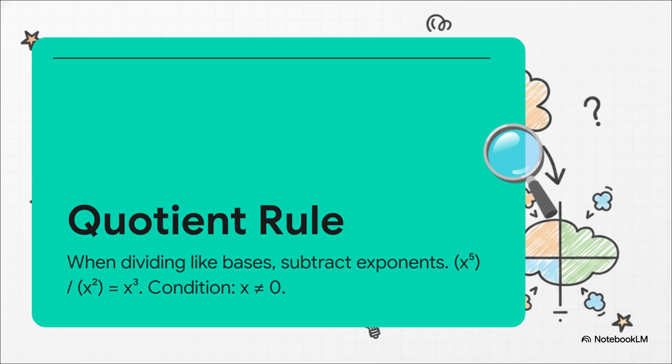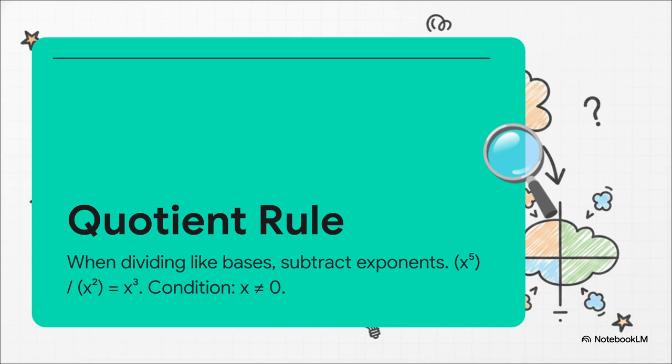Okay, so what about division? Well, we can illustrate the quotient rule just through simple cancellation. If we have x to the 5th divided by x squared, expanding that gives us 5 x's on top and 2 on the bottom. Just cancel out the matching pairs, and boom, we are left with 3 x's on the top, which is x to the 3rd. This shows us that when you divide like bases, you subtract the exponents.